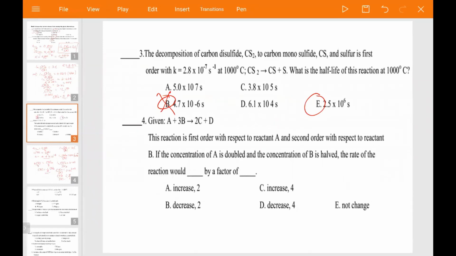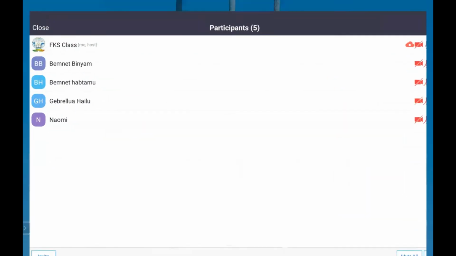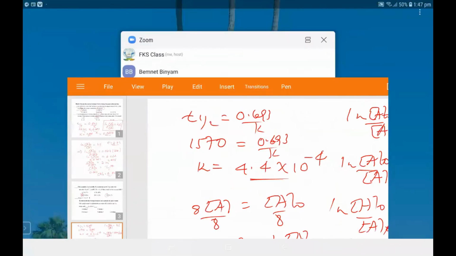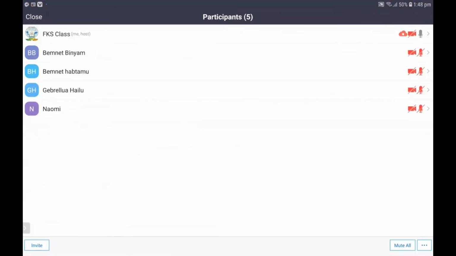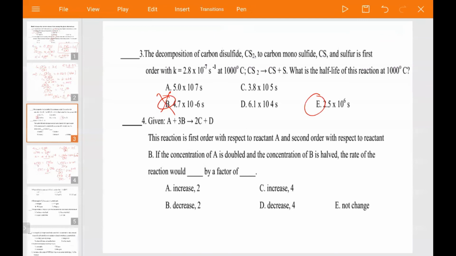Next, number 4. This equation is given: A plus 3B gives 2C plus D. This reaction is first order with respect to reactant A and second order with respect to reactant B. If the concentration of A is doubled and the concentration of B is halved, the rate of the reaction would dash by a factor of dash.